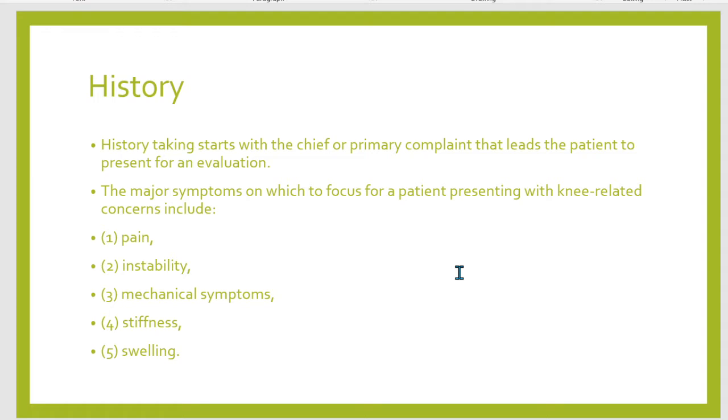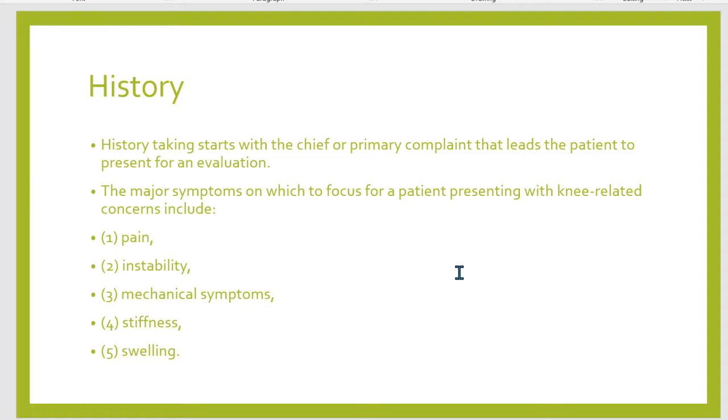The major symptoms on which to focus for a patient presenting with knee-related concerns include pain, disability, instability, mechanical symptoms, stiffness, and swelling. When it comes to pain, the visual analog scale or VAS is very useful. Pain scale is also very useful. Instability refers to the integrity or stability of the knee.